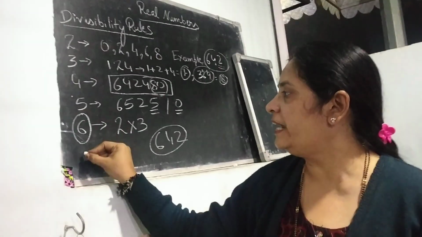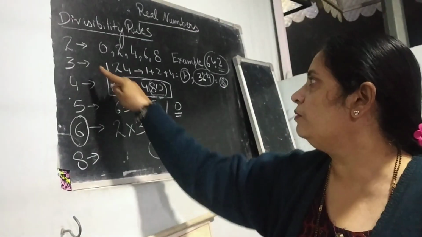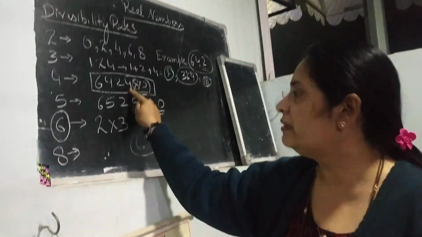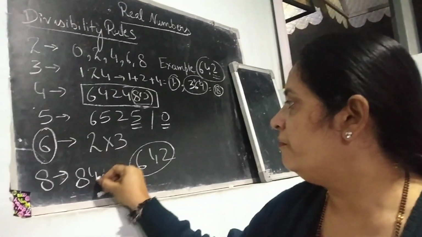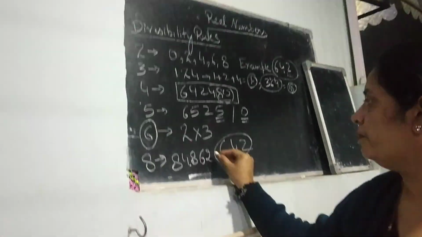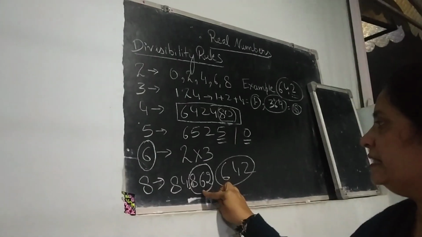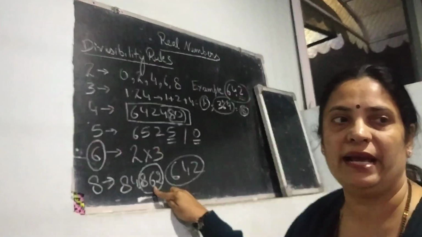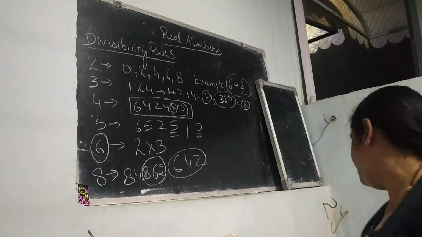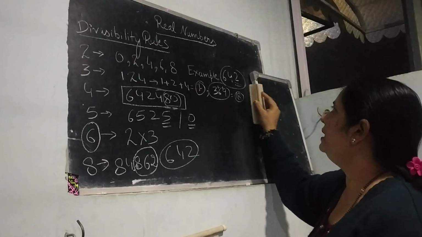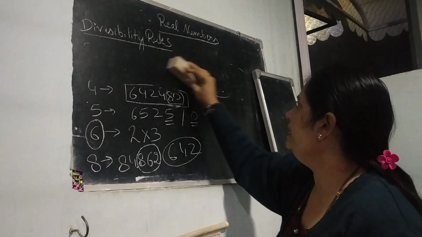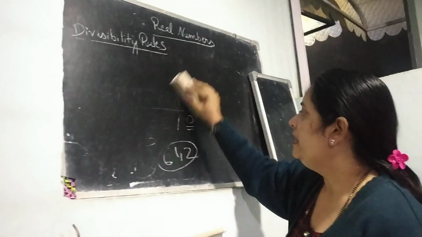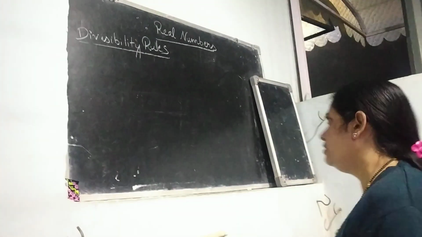Now comes the rule for 8. It is very much similar to the rule for 4, but we have to check the last three digits. If the last three digits are divisible by 8, then this whole number will be divisible by 8. Now let's check some other rules like 10 and 11. For 10 it's very simple, you just check whether the last digit is 0 or not.